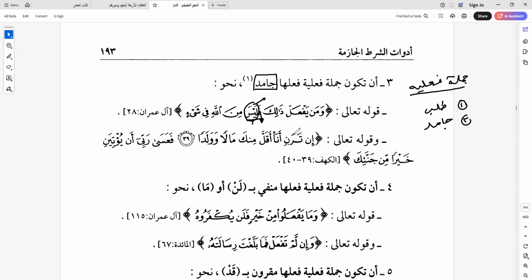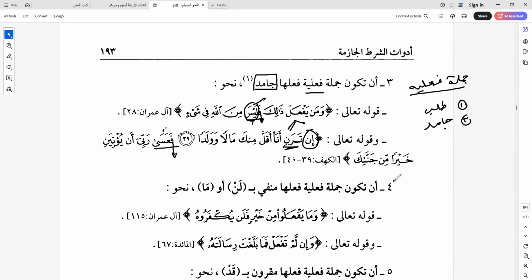وقوله تعالى: إن ترني أنا أقل منك مالا وولدا فعسى. So the reason why somebody asks, why is fa here? Why is it not asa rabbi, but fa'asa rabbi? It is because of the in here. And then tarani, fi'l shart, jawab shart here. So the jawab shart is jumla fi'liya. But what kind of fi'l is that? Jamid.